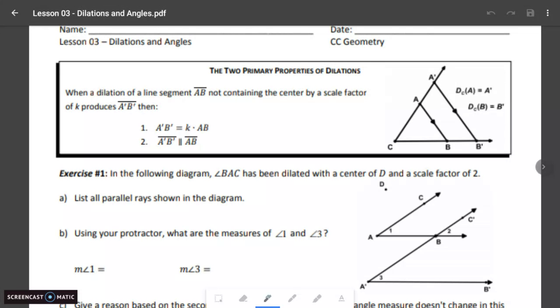Today in class, we talked about dilations and saw what kind of properties they have. So we know dilation is not a rigid motion because it does not preserve length and angle measure. In fact, it only preserves angle measure. The lengths are always going to be proportional to one another. So it's either going to get bigger by the same amount or smaller by the same amount.